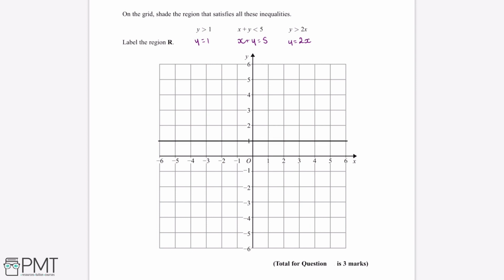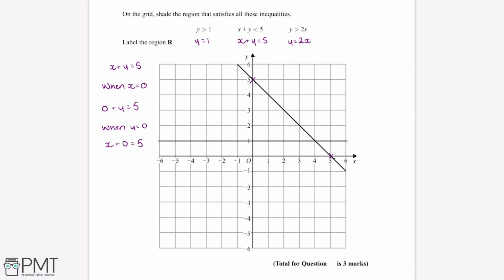Now the second equation, x plus y equals 5, what we can do is substitute some values into this. So when x is equal to 0, 0 plus y will be equal to 5, and therefore when x equals 0, y will be equal to 5. So we can mark this point onto our grid. And we can do the same for when y will be equal to 0. So when y equals 0, x plus 0 will be equal to 5. So again, we can mark this point on the graph. So we now have 2 points, so we can draw a straight line between these 2 points.